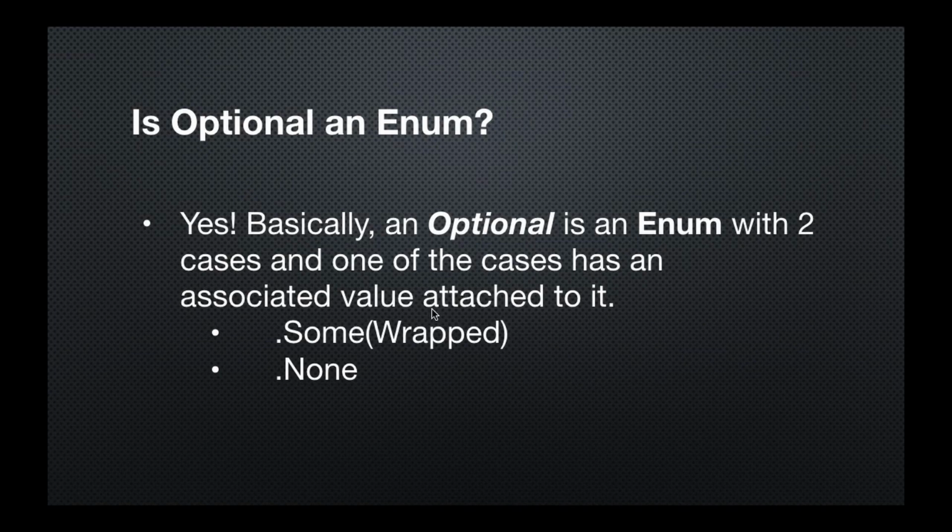So you should be very sure that yes, optional is an enum with two cases. One is none and one is some with an associated value, the wrapped value. This is why you can have nil. So .none represents the nil value, which can be assigned to an optional variable. So optional can be nil and it can have some value. This is the definition of optional, right? Because of this, optional can have nil or it can have some value.